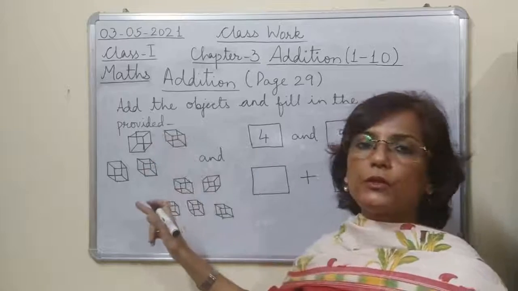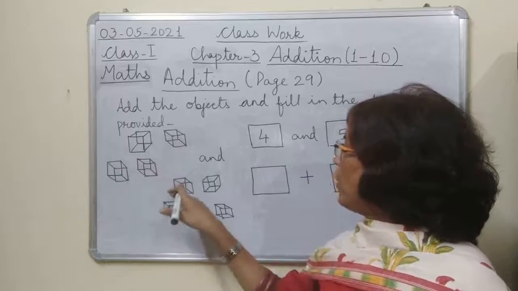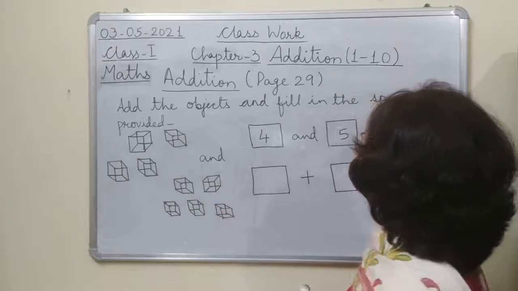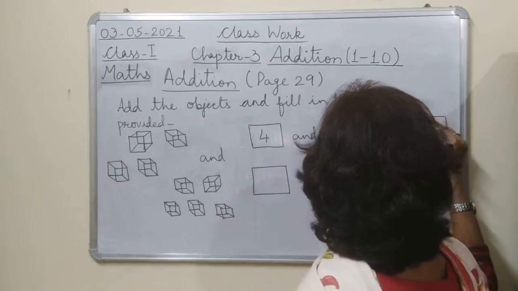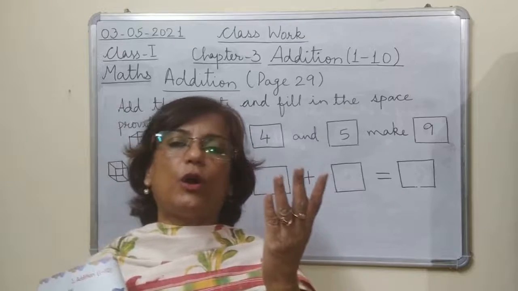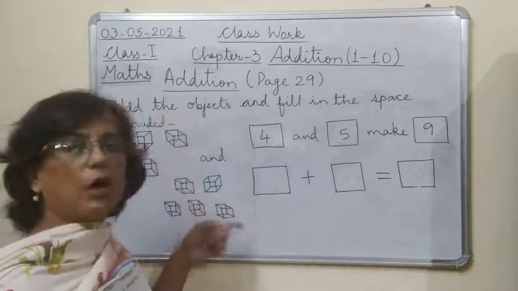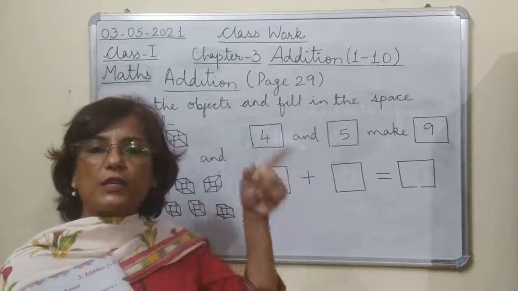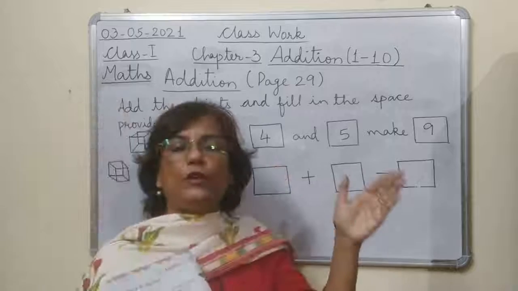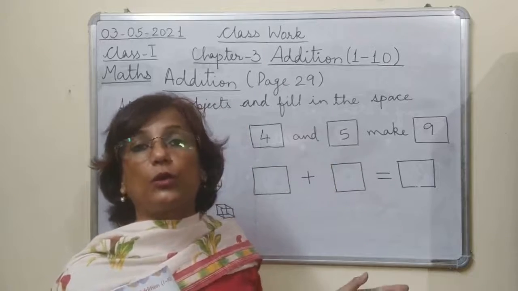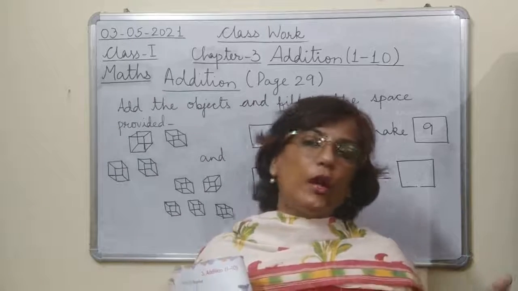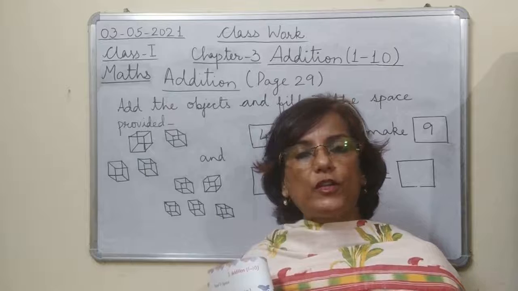You can count the objects also. 1 2 3 4 5 6 7 8 9. Okay, so 4 and 5 make 9. Addition in whatever way you do, whether you use your fingers to count, or you count the objects, or you make sticks. आप सपोज 4 है, 1 2 3 4 and 5, तो आप स्टिक्स ड्रॉ करके काउंट कर सकते हो. जैसे भी आप काउंट करोगे your answer will remain the same, क्योंकि 4 and 5 को हम ऐड करेंगे तो it will always be 9 only.